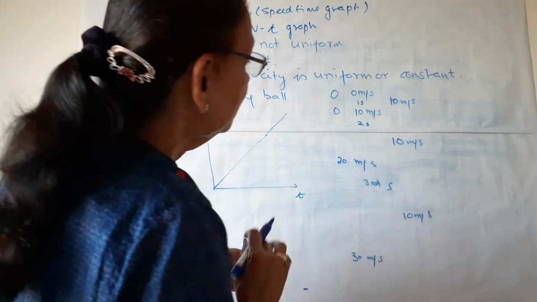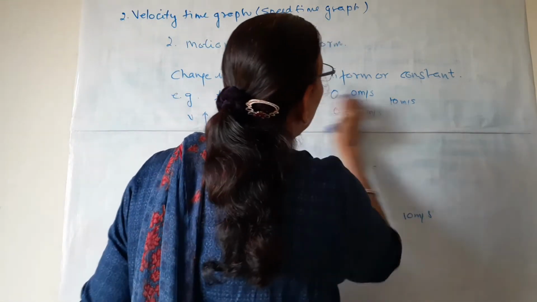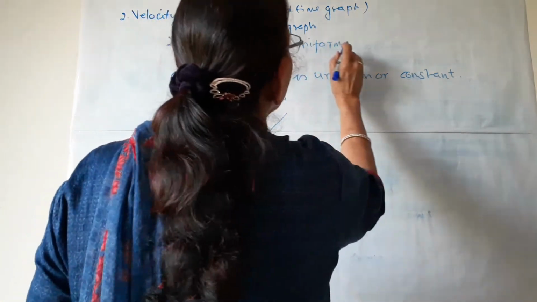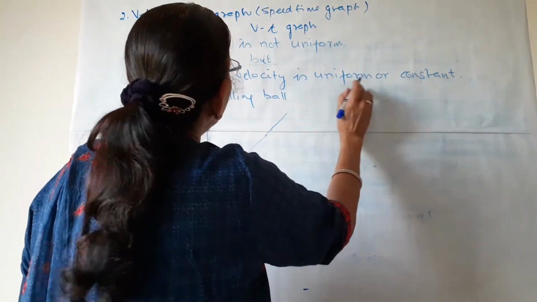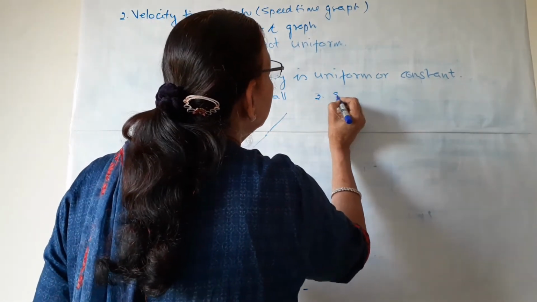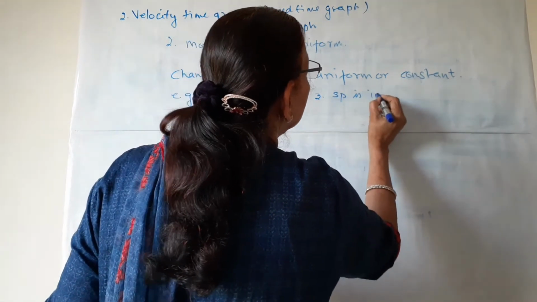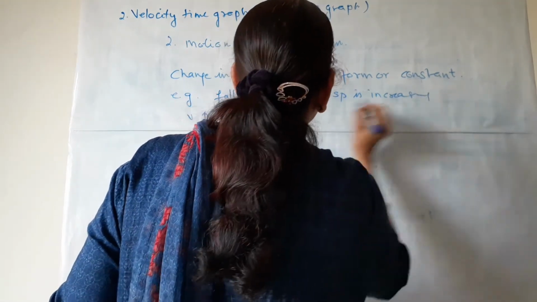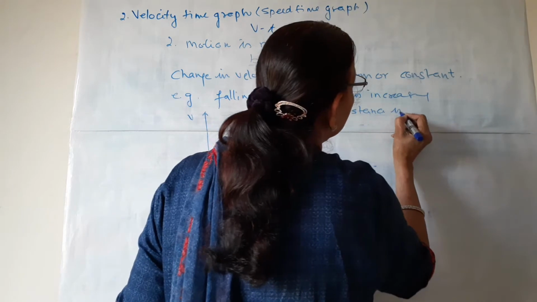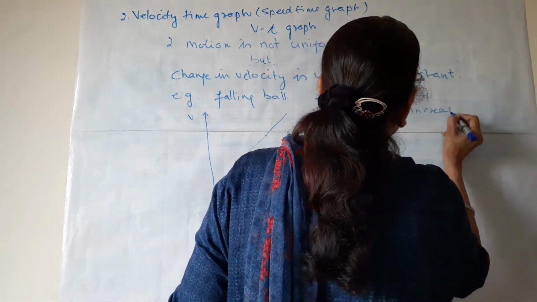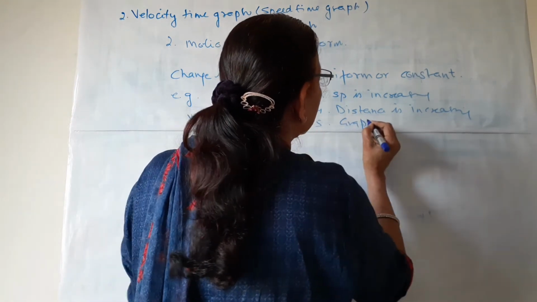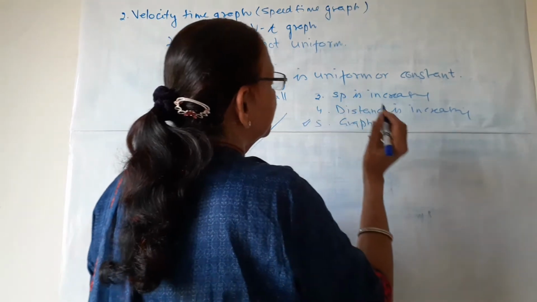So what will be the points? We can write the points here. 1, 2, 3, 4 points. What are the points? First, motion is non-uniform. Second, you can write speed is changing uniformly. Third, speed is increasing. Fourth, distance is also increasing. Fifth, graph line, or you can write this point on the top as a first point.